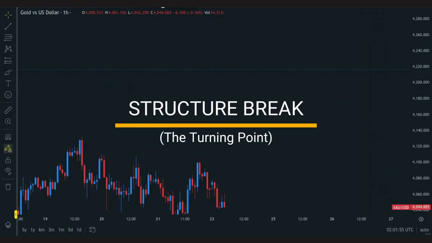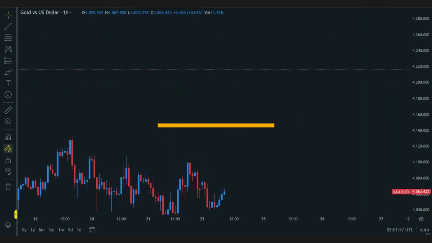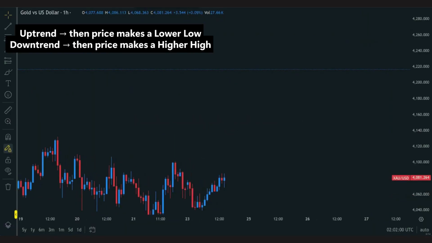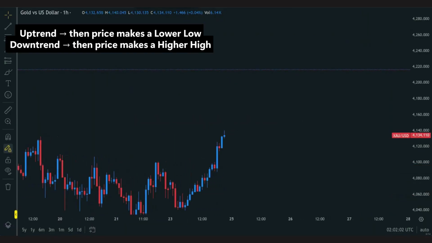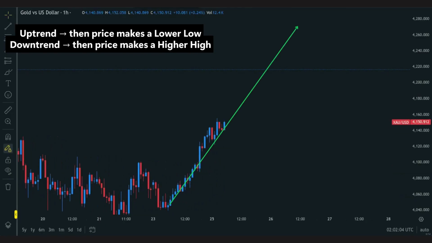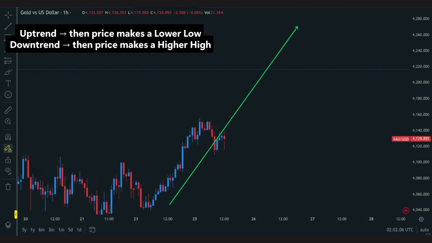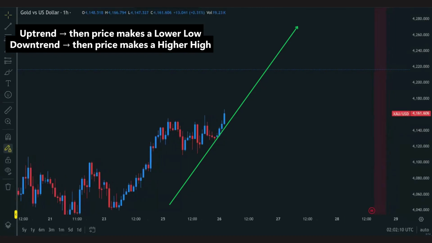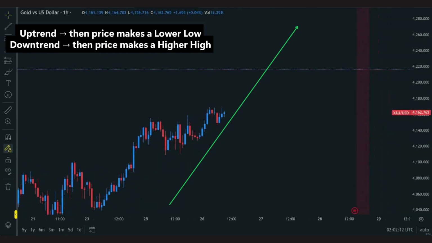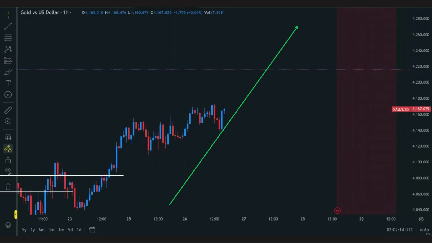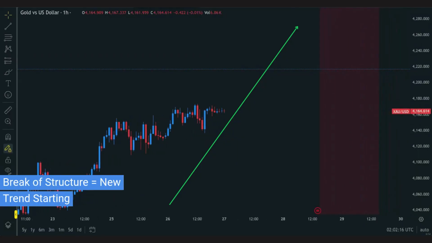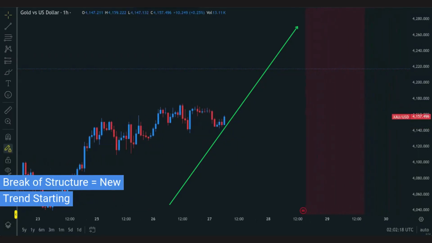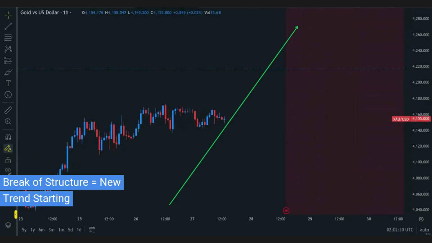Structure break, the turning point. Trends do not last forever. They break. And this is where the biggest opportunities happen. When an uptrend fails to create a new higher high, and price creates a lower low, that's a shift. When a downtrend fails to create a new lower low, and price creates a higher high, the story is changing.